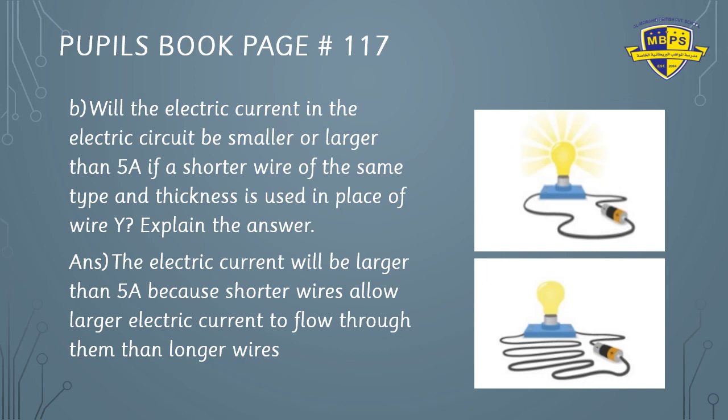The electrical current will be larger than 5 because the shorter wires allow larger electrical current to flow than the longer wires. You can see in the first picture shows a shorter wire. That is what they're asking. If we use a shorter wire of Y, we will see which electrical current will be more in that circuit or in the other one. In the shorter wire, it's going to be more because the electrons can pass through it very easily. There's more paths of the electrical current, right? Very good.